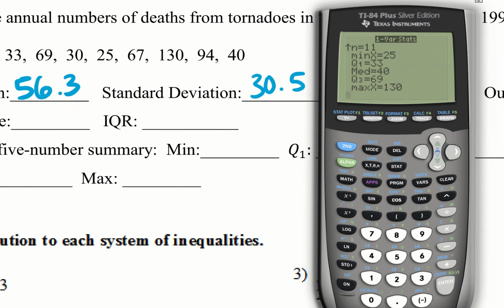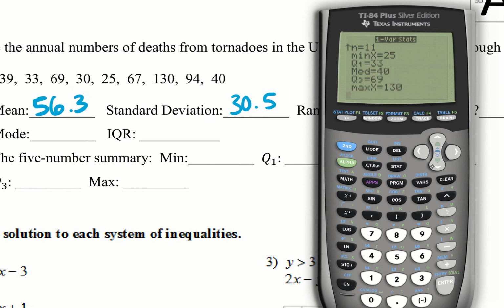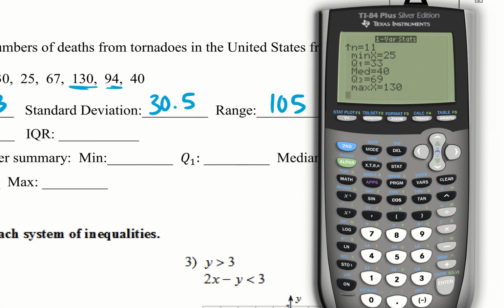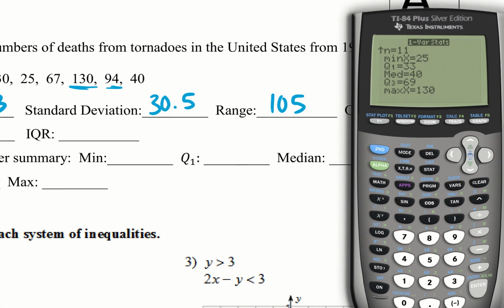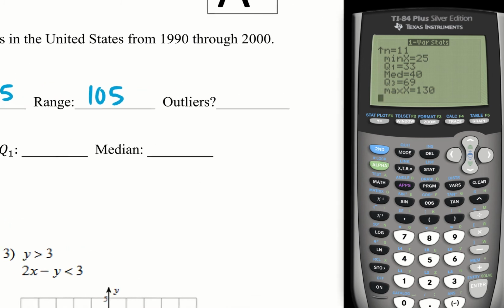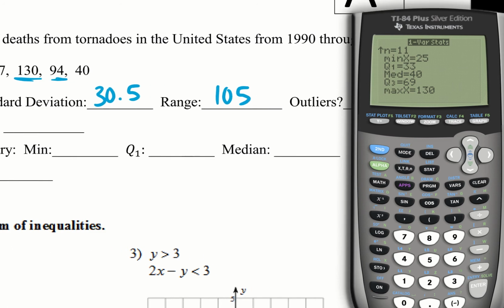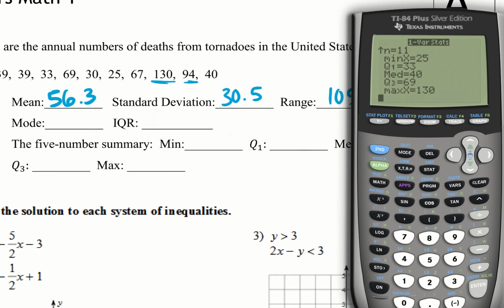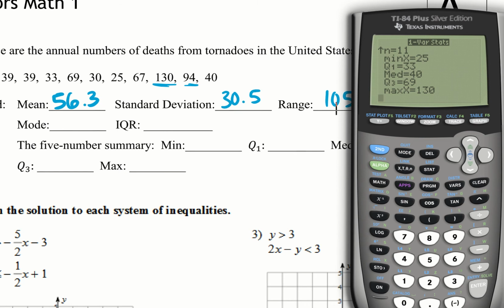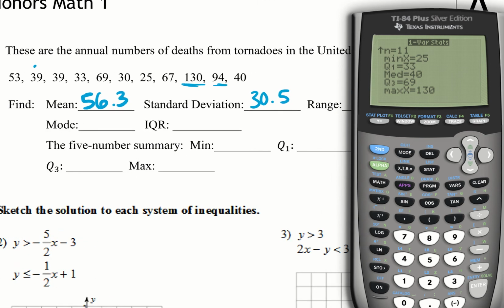Outliers: when I look at this data set, I would say potentially the number 130 is an outlier, maybe even 94. In Math 3, we're not being very particular about how we identify outliers. When we get into AP statistics, there'll be more information to come about how we determine whether or not a number is really an outlier. Let's go down to mode. The mode of this data set is 39, right? The number 39 occurs twice in the data.